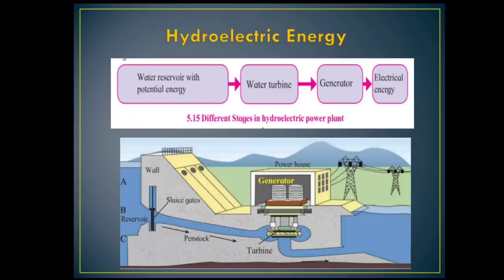A dam is built across the river to store the water of high quantity. Through the wall of the dam, there are sluice gates, that is gate A, B and C. Sluice gate is a sliding gate for controlling the flow of water. When the sluice gate at B point is opened, the water from reservoir will start flowing. The potential energy of the stored water will become kinetic energy of water that is let out through the sluice gates.